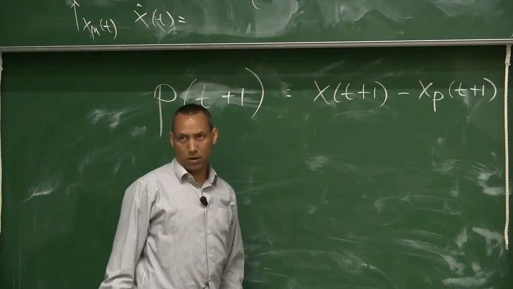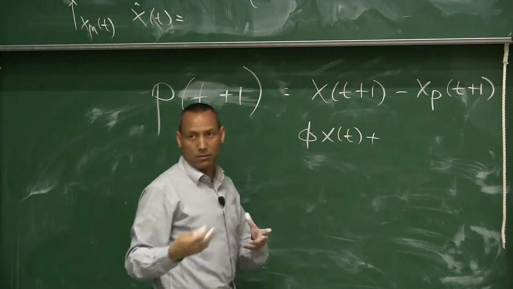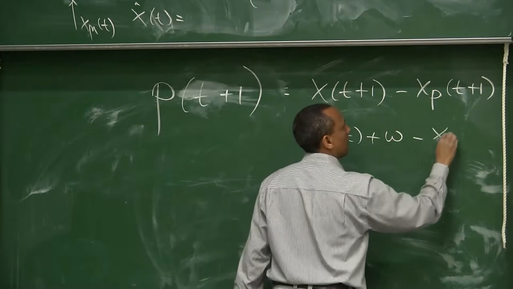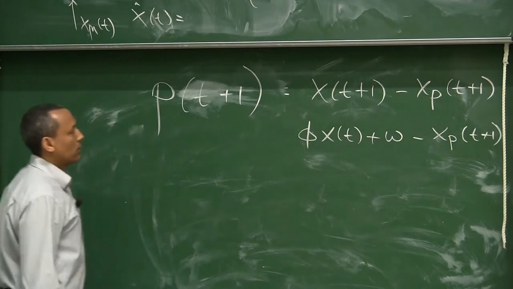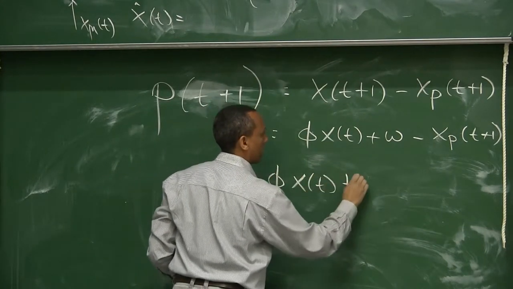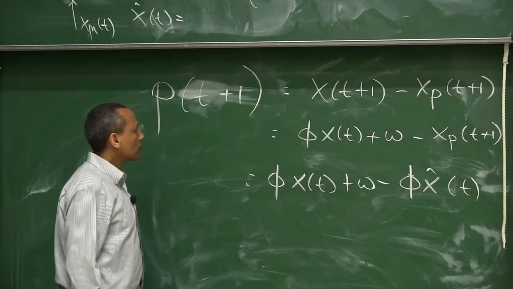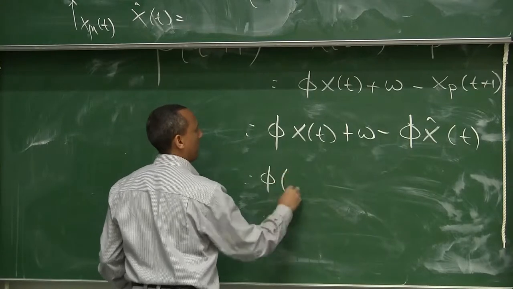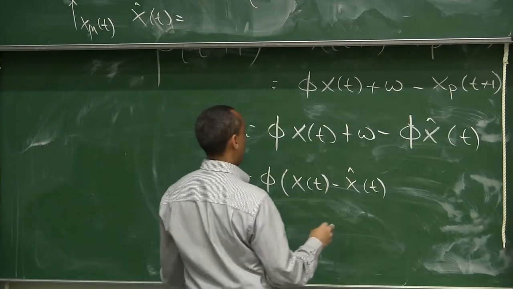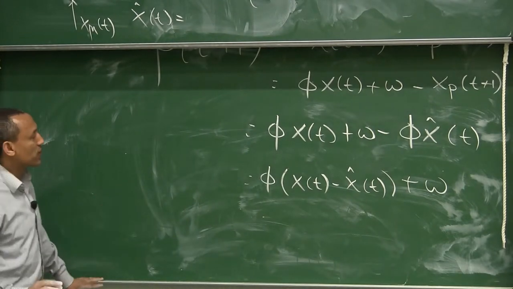But we said, what's x t plus 1? This has something to do with phi x of t plus the process noise, right, which is w. So this minus x p t plus 1. But we have said x p t plus 1 is this one, phi x hat of t. So collecting like terms, we have x of t minus x hat of t plus w. Okay, so this is the prediction error.